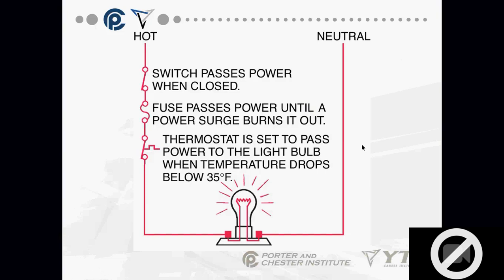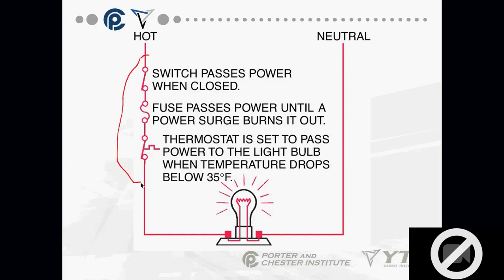So a switch, as we know, passes power when it's closed. Okay, and again, please mute yourself if you're not answering a question. A switch passes power when it's closed. The fuse passes power until a power surge burns it out. A thermostat is set to pass power to the light bulb when the temperature drops below 35 degrees. This is a heating thermostat.